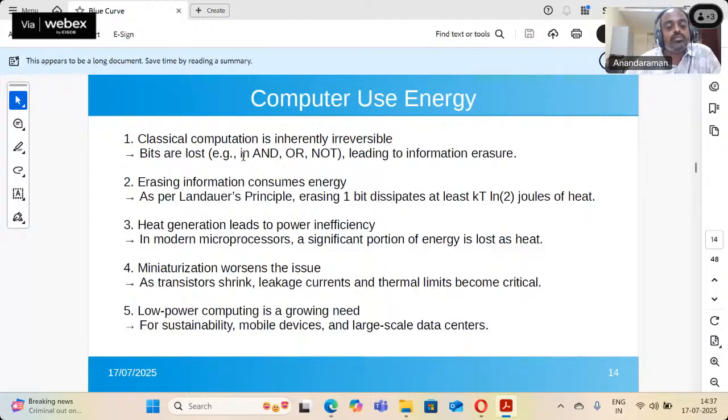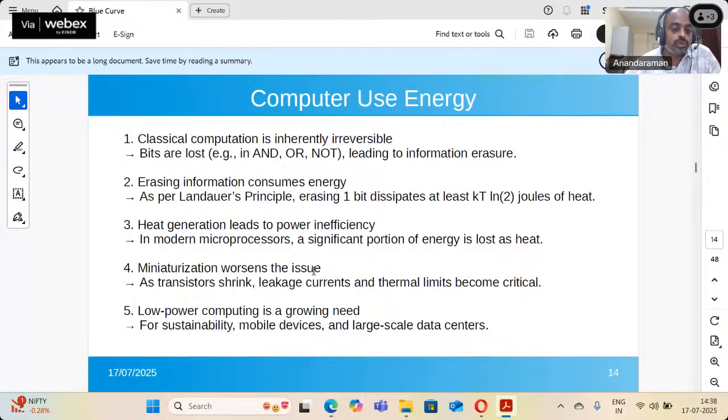So a classical computer is inherently irreversible. Bits are lost in AND and OR gates, leading to information erasure. Erasing information consumes energy. As per Landauer, erasing one bit dissipates at least kT log 2 joules of heat. k is the Boltzmann constant, T is the temperature, room temperature in Kelvin, that is 300 Kelvin. Heat generation leads to power inefficiency. If more heat is generated, that heat also creates problems for the circuits, like CPU throttling. So all other side effects also come because of that heat dissipation.